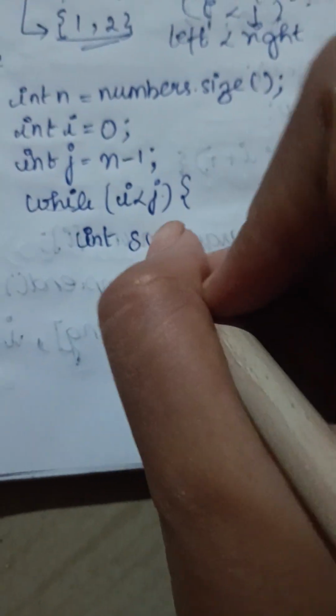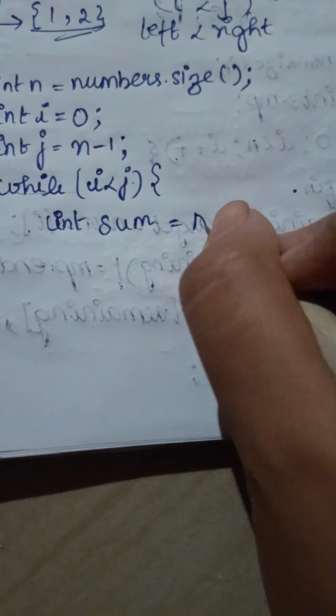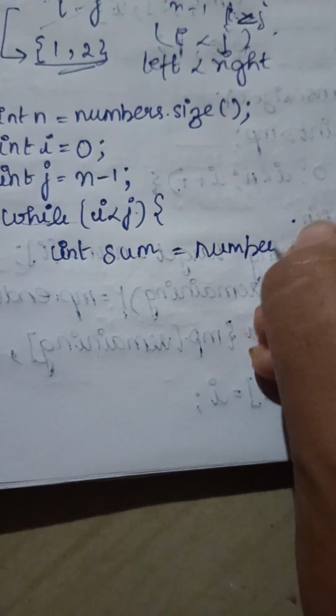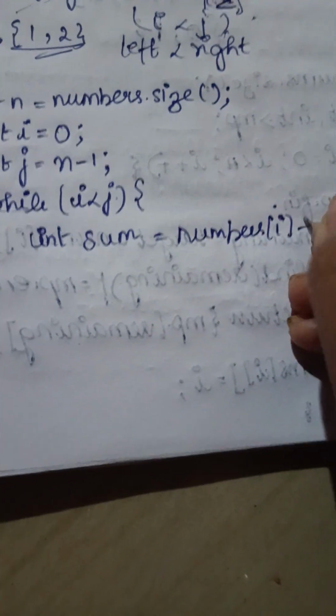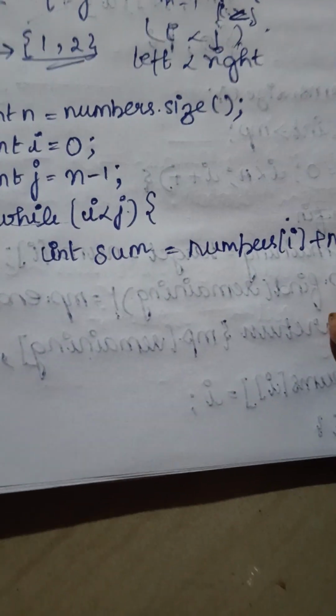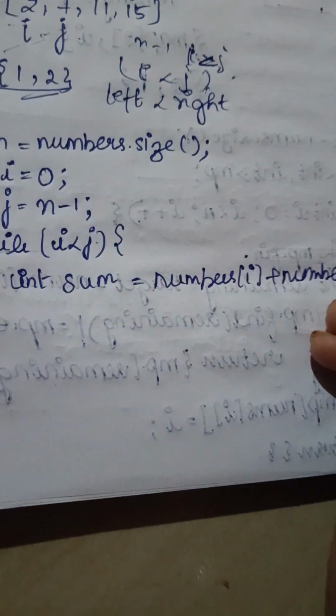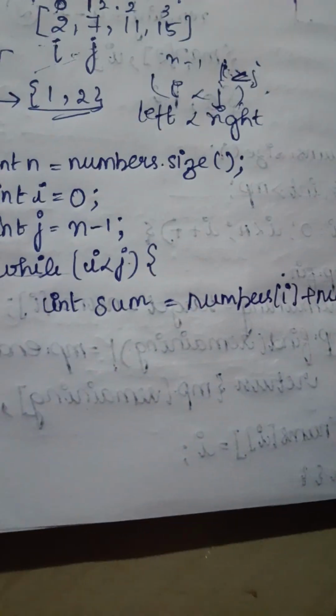Now I'm calculating the sum. So I'm initializing int sum is equal to numbers of i plus numbers of j. So the sum is being calculated over here.